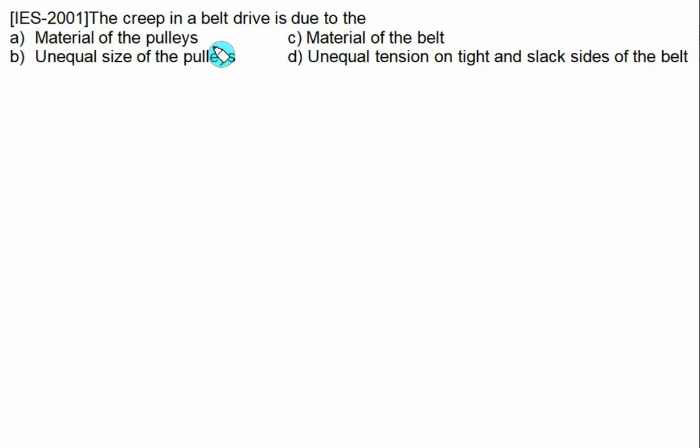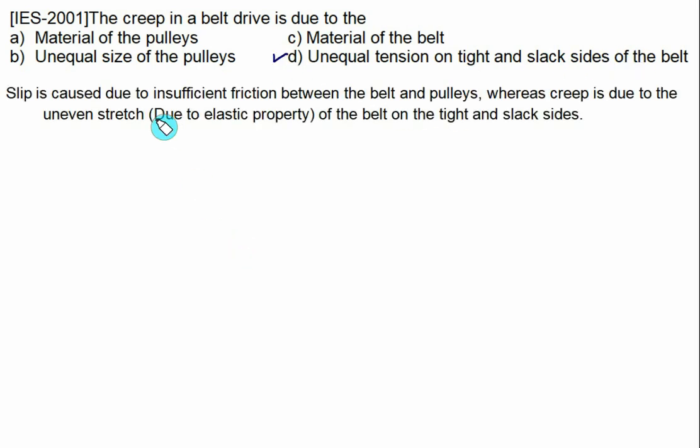The creep in the belt drive is due to the material of the pulley, material of the belt, unequal sizes of the pulley, or unequal tension on the tight and the slack sides of the belt. So choice D is correct here, because the slip is caused due to insufficient friction between the belt and pulley, whereas the creep is due to the uneven stretch, which is the elastic property of the belt and depends on the tension on the tight side and the slack side. So there is an unequal tension on the tight and slack sides, due to which the creep will occur. Our choice D is the correct choice.